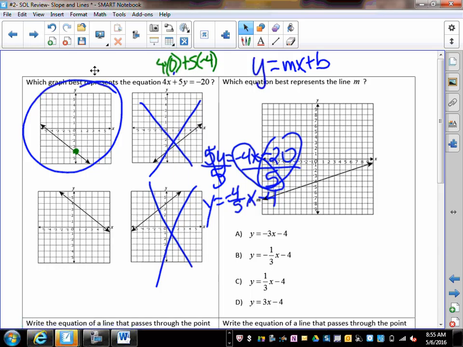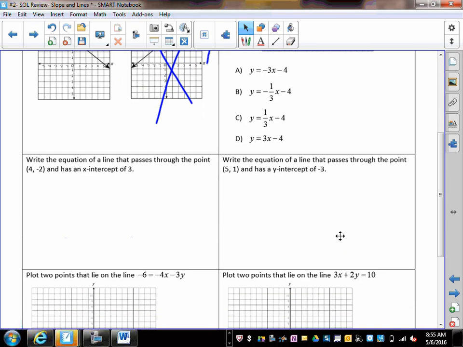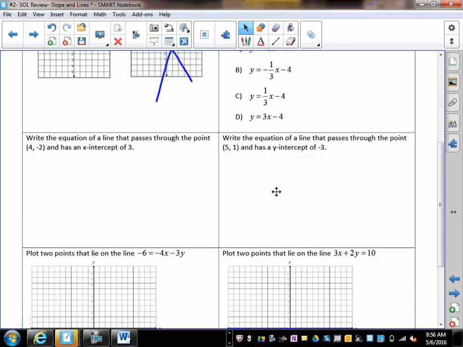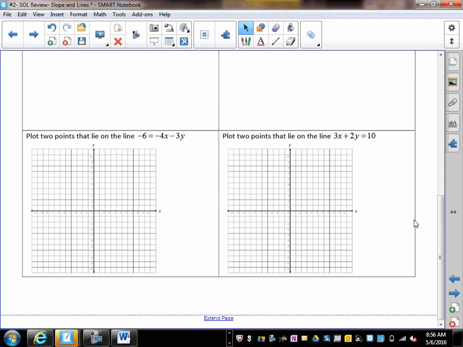All right, we already did one where we counted our slope by hand. We've done one like each of these. All right, let's do these last two. Plot two points that lie on the line 3x plus 2y equals 10, and then -6 equals -4x minus 3y. Now you can get it in slope-intercept form and graph it that way. That's one way to do it.